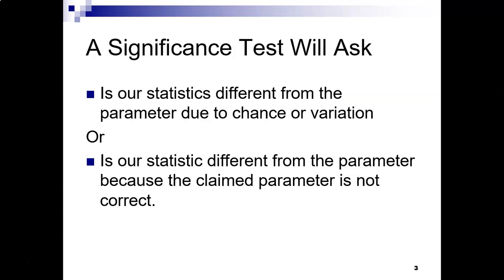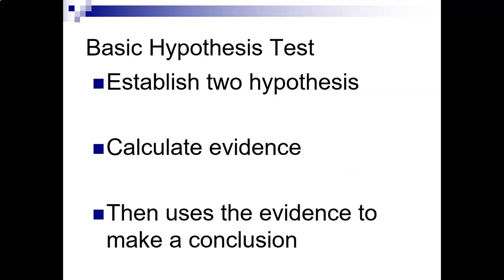Because if you think about it, every time we pull a sample, that sample value is going to vary. It's not going to be the exact value of the parameter. So every time we pull a sample, it's going to be different. What we have to figure out is whether it is different enough that the parameter's not right, or is it just different because it's a sample? There's differences in chance variation.